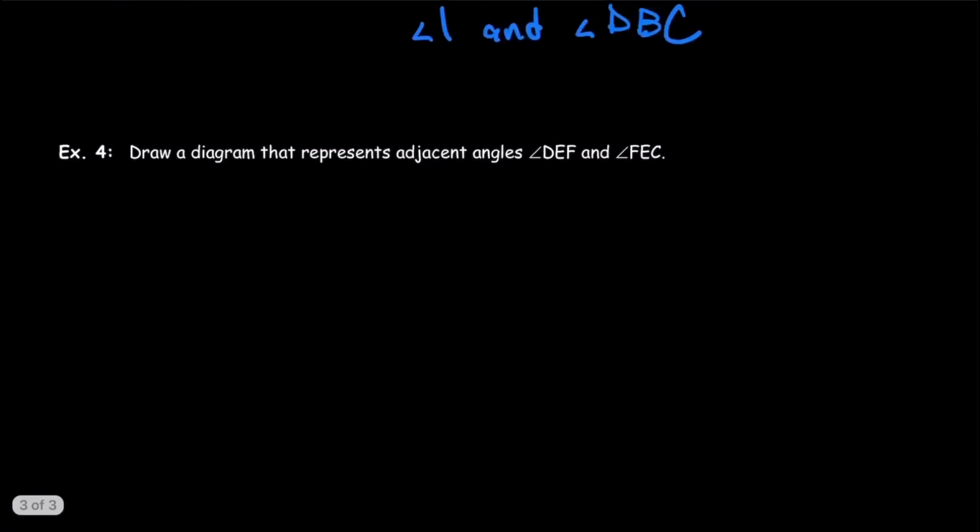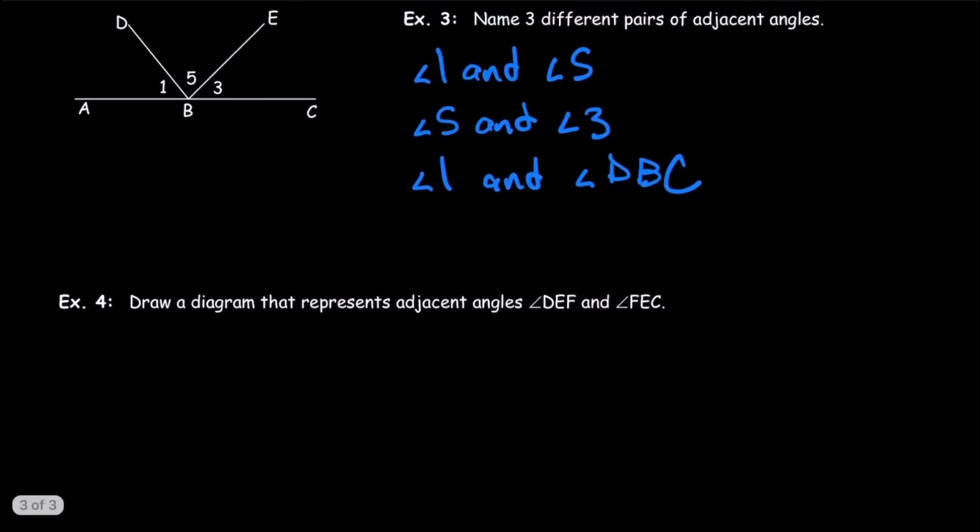All right, our last example. Draw a diagram that represents adjacent angles DEF and FEC. So the first thing I want to do here is I'm just going to draw an angle DEF. The other thing I'm going to notice, E is in the middle, and notice we see an E in both, so it's got to be in the middle of both. So it doesn't really matter how you start this. Maybe you draw something that looks like this.